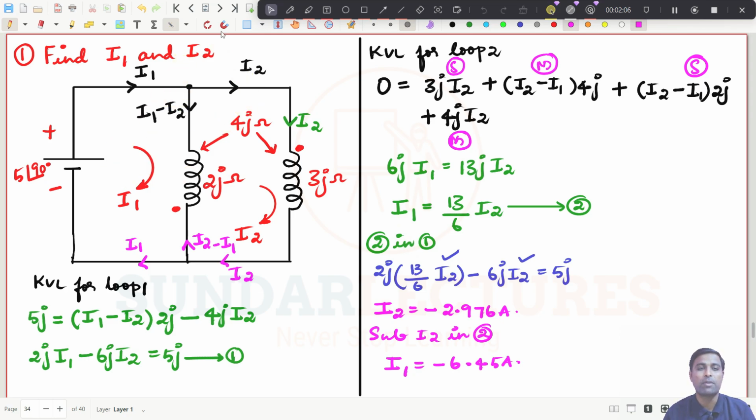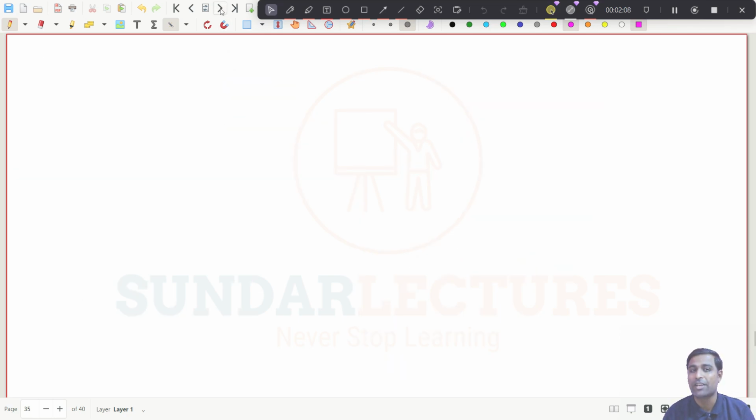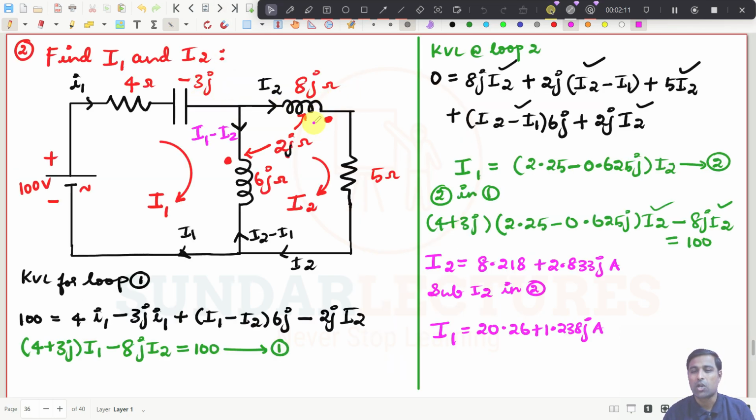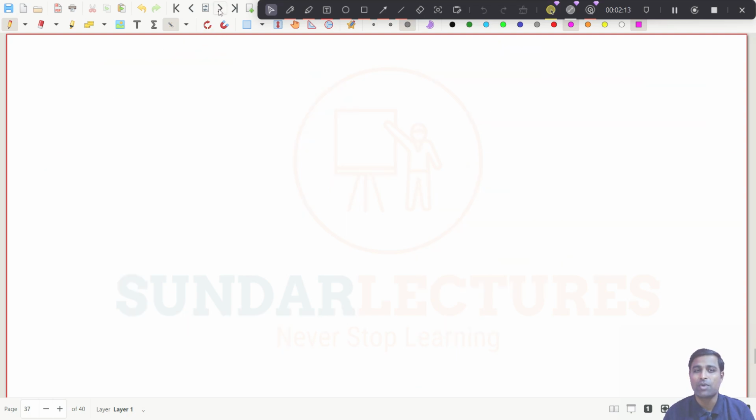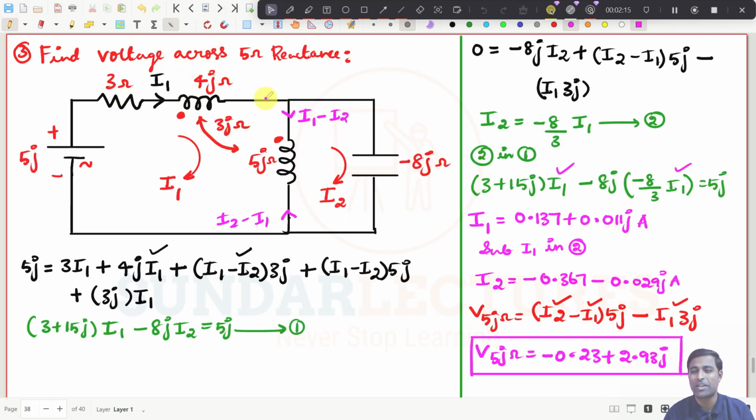So we have seen problem number one. We found I1 and I2, and again we took some more complicated problems to find I1 and I2, and finally we found the value of voltage across the 5 ohms reactance, right? Then we will see in the next class. Thank you.